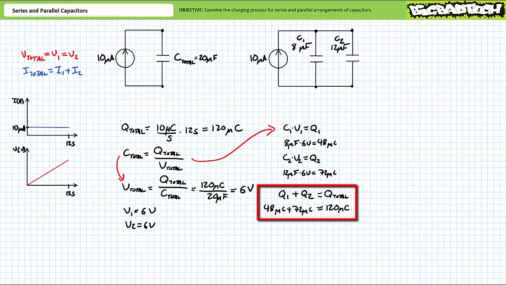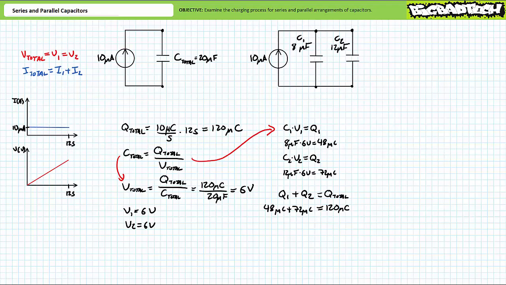For parallel relationships of capacitors, total charge equals the summation of individual charges. In this case, Q total equals Q1 plus Q2. These different capacitors hold different charges at the same voltage. It makes sense. Capacitance is a measure of charge storage ability at a given voltage. Capacitance is charge per unit volt. At the same voltage, the smaller capacitor holds less charge and the larger capacitor holds more.